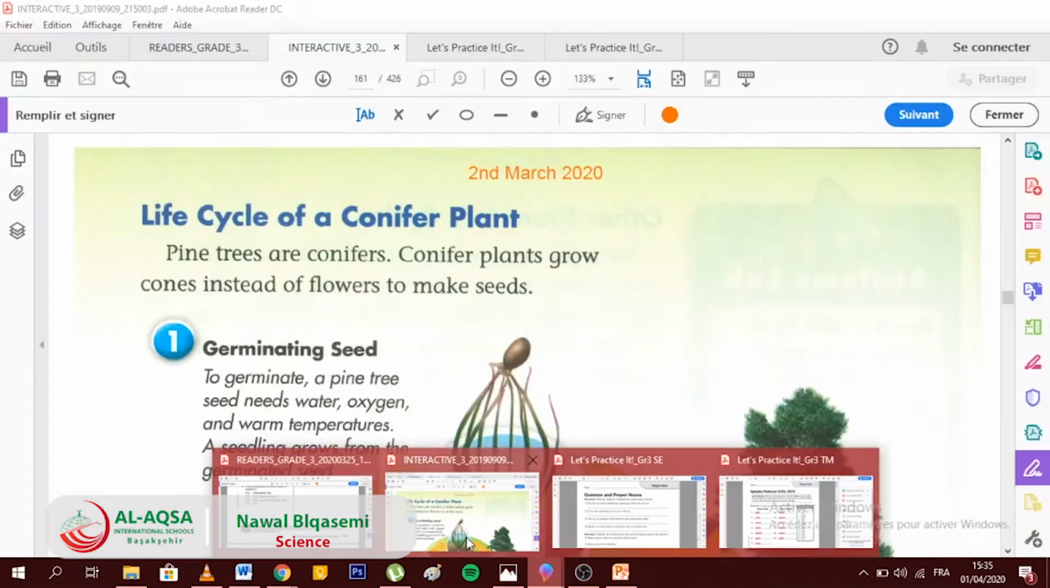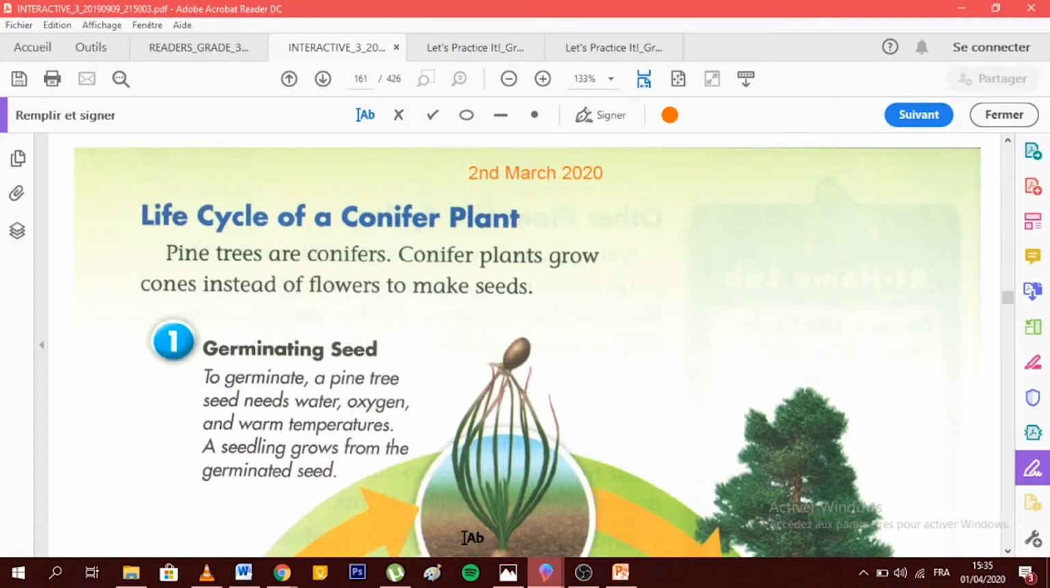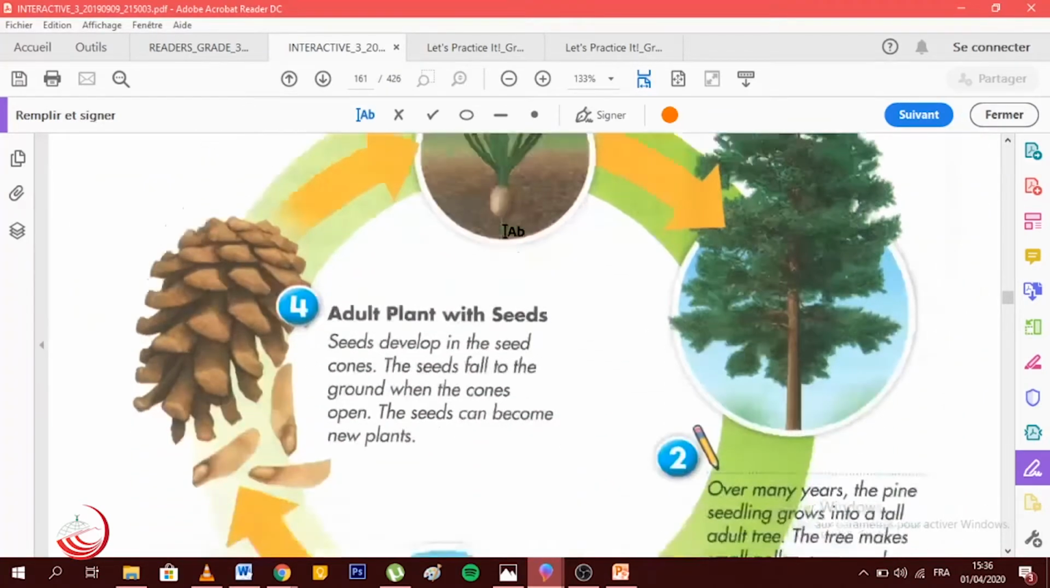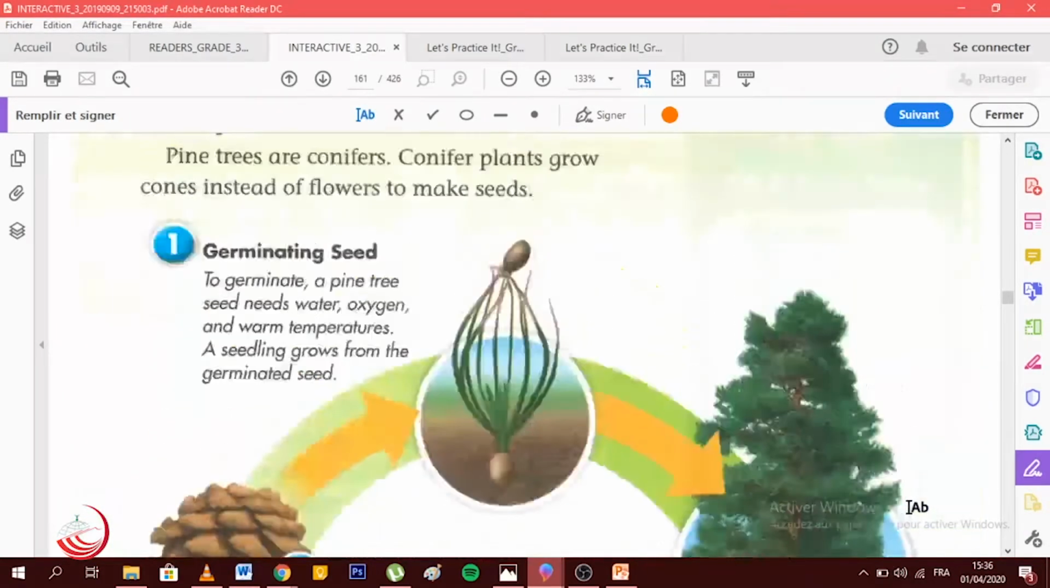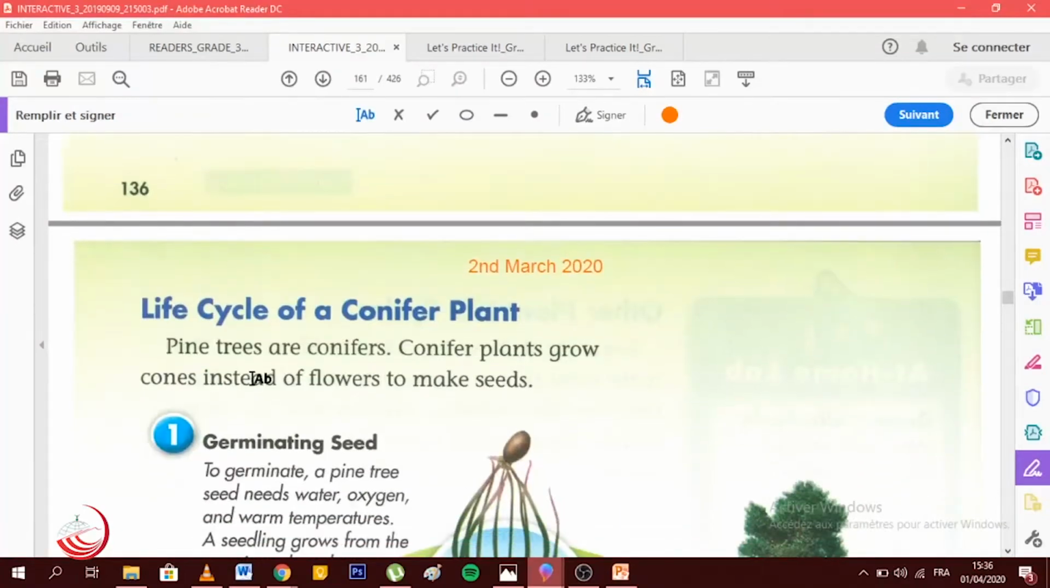And today we're going to continue learning about the life cycle of plants. And I want you to go to page 137 of your textbook. And as we always do, write the date. Today's date is March the 2nd, 2020.